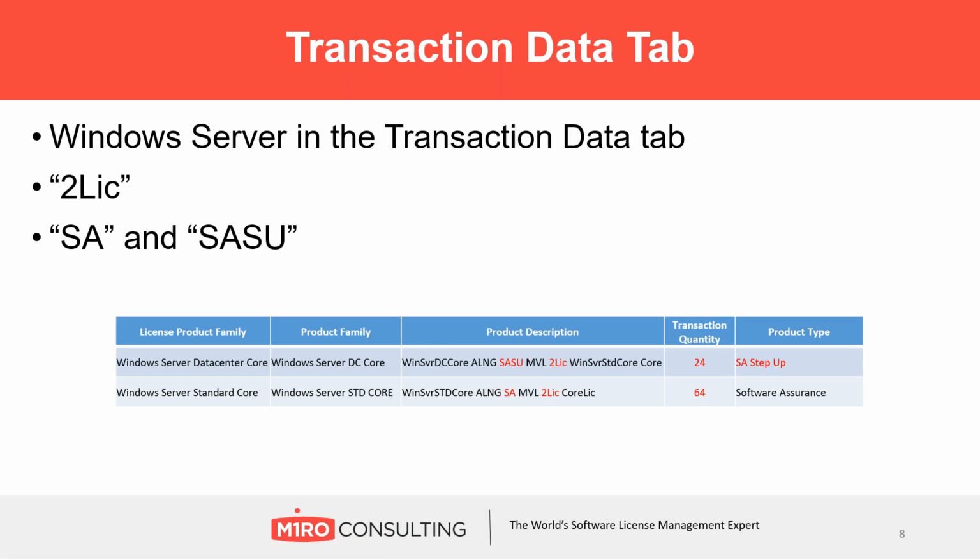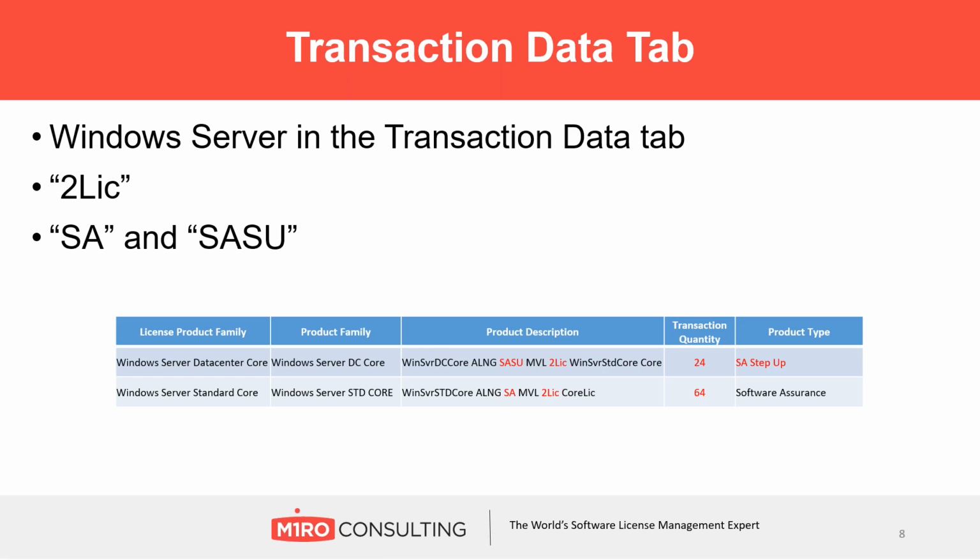Now, let's first refer to Windows Server to establish a baseline. If you look here, you will see that this client had purchased some 64 licenses at one time and covered them with software assurance as part of the then current enterprise agreement.